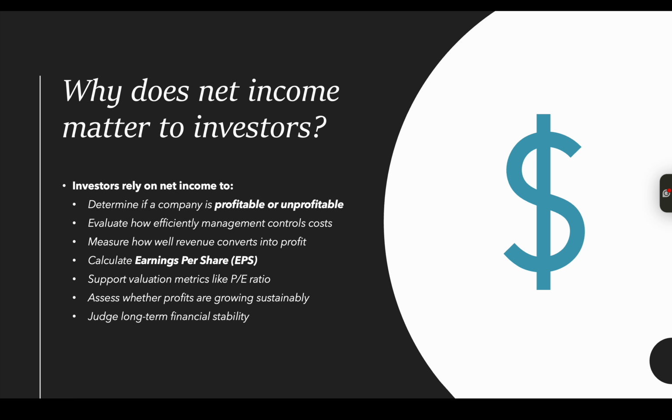Because of this, net income plays a major role in how companies are compared within the same industry. When net income grows consistently over time, it usually signals strong management, good cost control, and a business model that can scale. On the other hand, declining or inconsistent net income raises concerns about rising costs, slowing demand, or long term sustainability. That's why investors watch net income trends closely, not just the number in a single quarter.